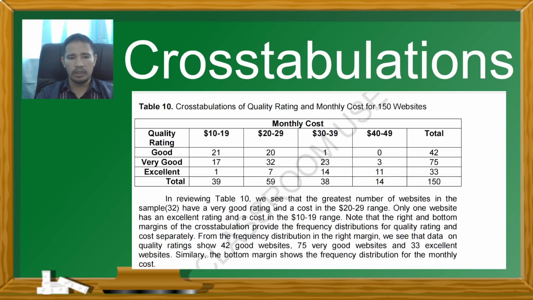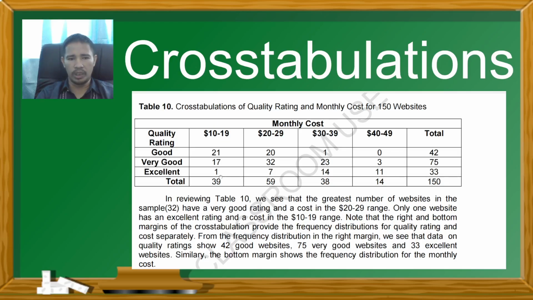So in reviewing Table 10, we see that the greatest number of websites in the sample, that's 32, this one. As you can see here, the biggest number is 32. They have a very good rating and a cost of 20 to $29. Only one website has an excellent rating and a cost in the 10 to $19 range. This one.